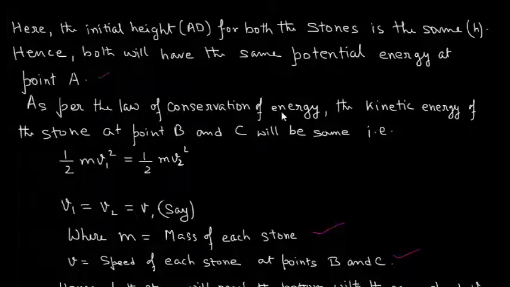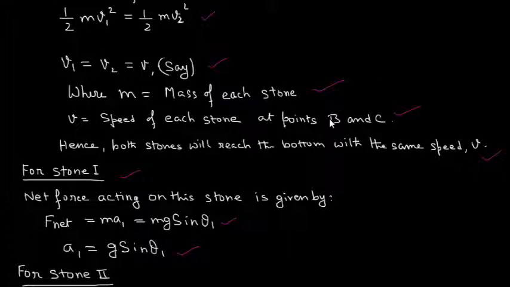As per the law of conservation of energy, the kinetic energy of the stone at B and C will be the same. That is half m v1 square is equal to half m v2 square. That is v1 is equal to v2, let us consider it as v. Here m is the mass of each stone, and v is the speed of the stone at the points B and C. Hence, both the stones will reach the bottom with the same speed, that is v.